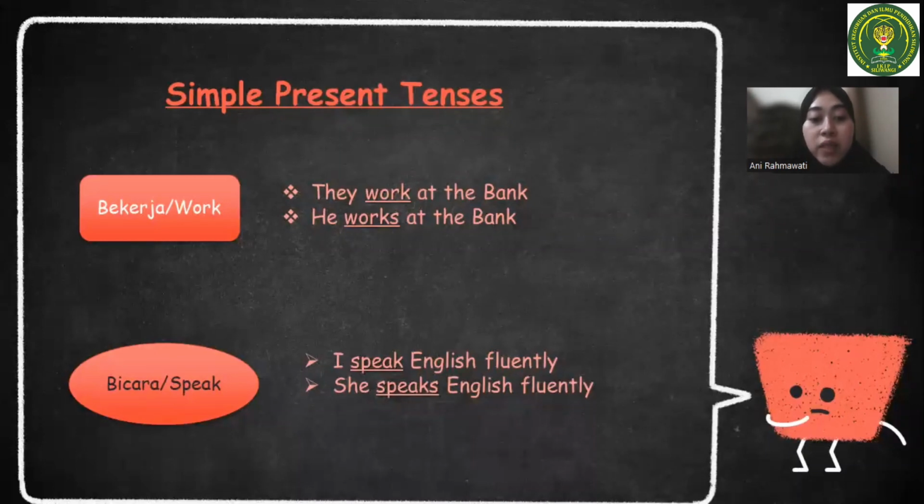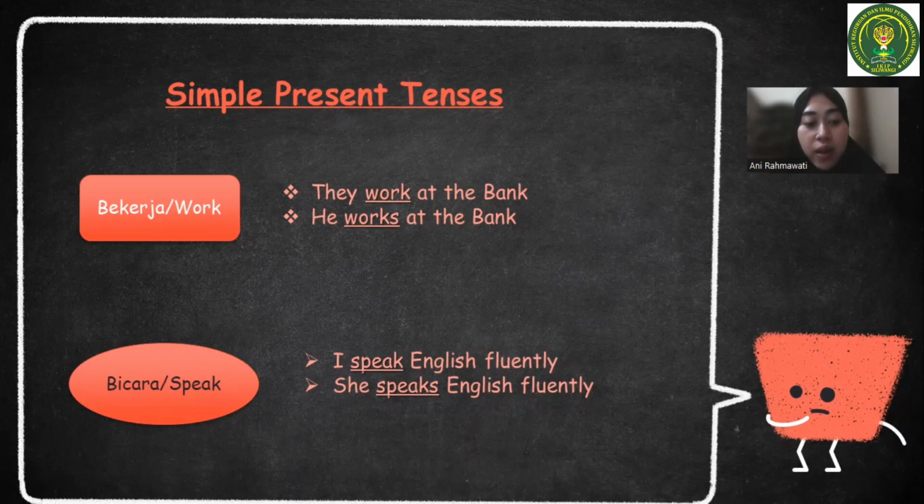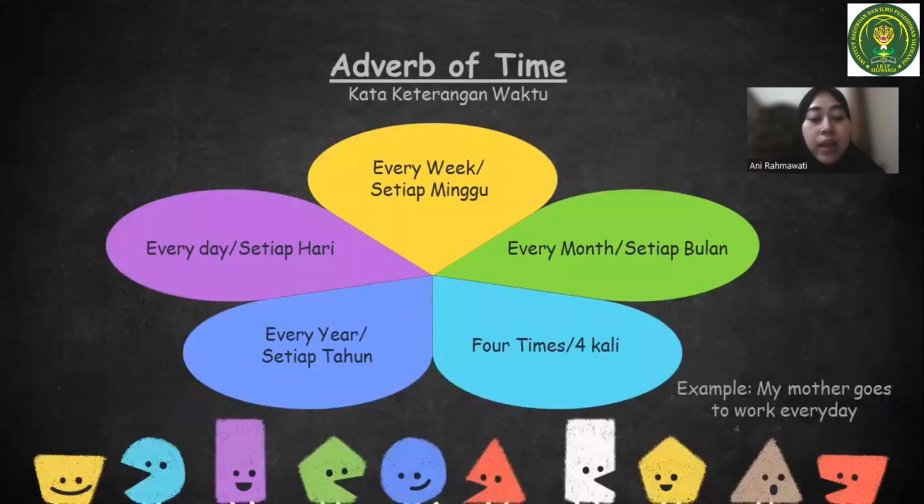So, how do we know if a sentence uses the simple present tense, other than the basic form of the verb and adding s and es like before? We usually use the adverb of time. For example, every week, every month, every year, and every day. For example, my mother goes to work every day. When we see an adverb of time and the verb as earlier, it's possible that the sentence is in the simple present tense.